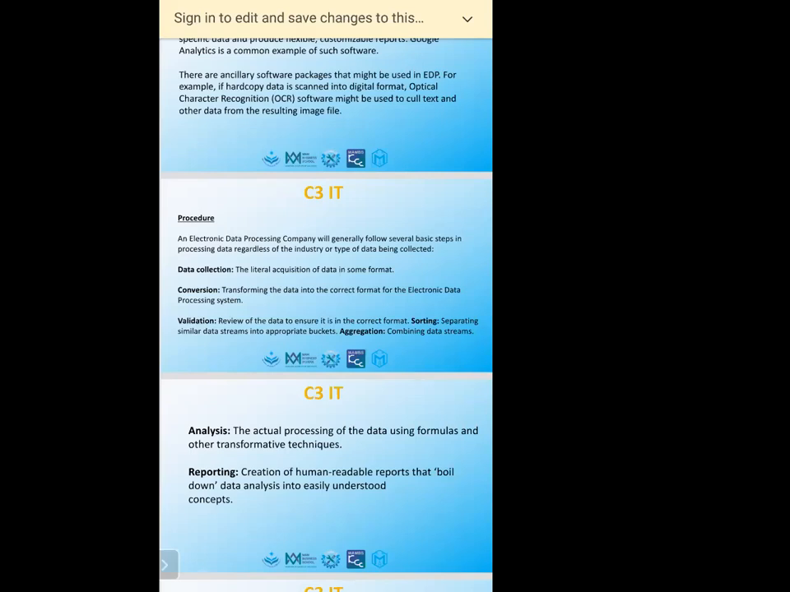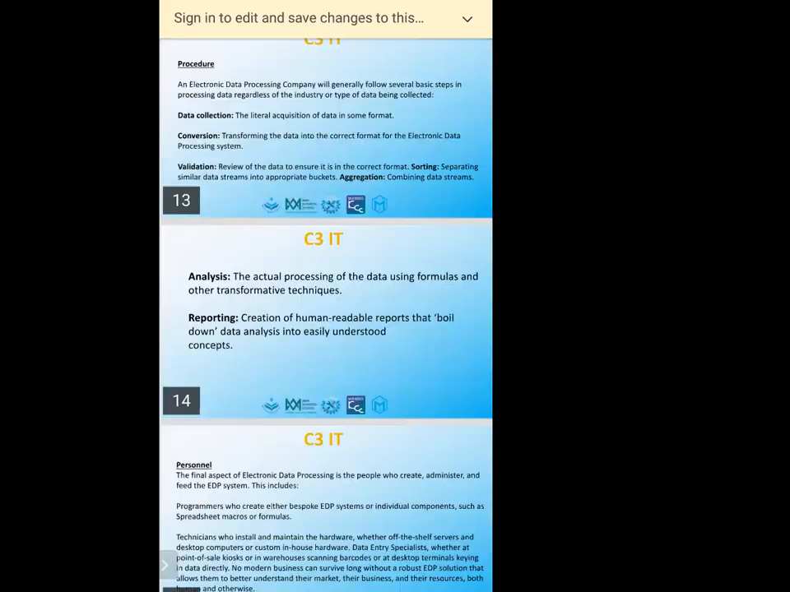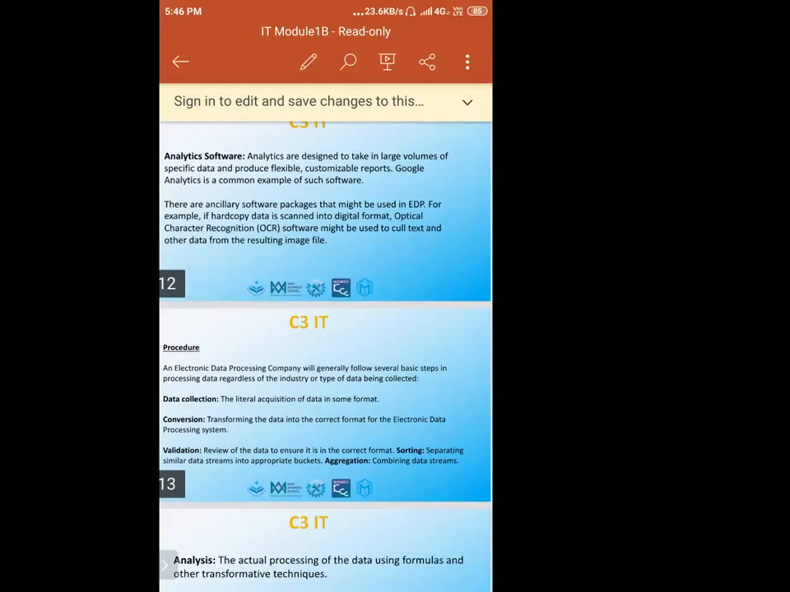The first one is collecting the data. The second one is converting the data into electronic signals, like an input form. Then validate the data. Next one is which one? You have to validate the data, then analyze the data. Then next one is reporting the data. So after analyzing the data, we can make the report.